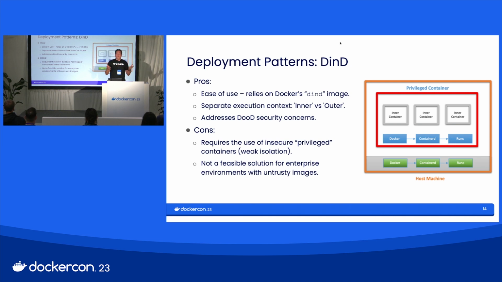Another good thing is that now you finally have inner and outer context from the Docker standpoint. You have separate engines working independently. It addresses some of the Docker out of Docker security concerns, so that's also a pro. Now, what is the big challenge with Docker in Docker? That it requires insecure privileged containers, which is a no-go for many organizations. I wouldn't suggest it. I wouldn't recommend it either. So yeah, it's definitely not a feasible solution.